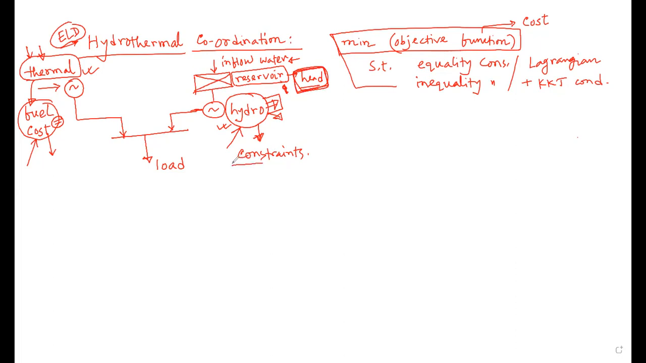So there is a constraint associated with the hydro, that is how much water is available to you at a certain instant of time. And this instant of time is generally taken in hours. So for the duration in hydrothermal coordination, usually you go for hours. So the sample data are actually taken per hour.